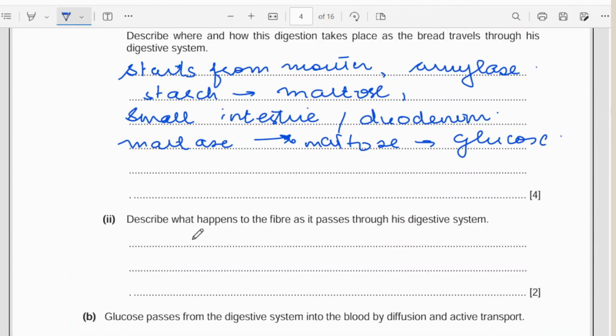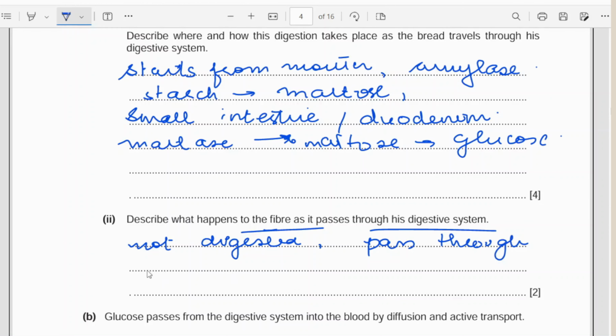Okay. Describe what will happen to fiber as it passes through the digestive system. Good. Not digested. It's two marks. What will happen to it? It won't be digested and will pass through the system just through feces. Yes, we don't use the word stool.